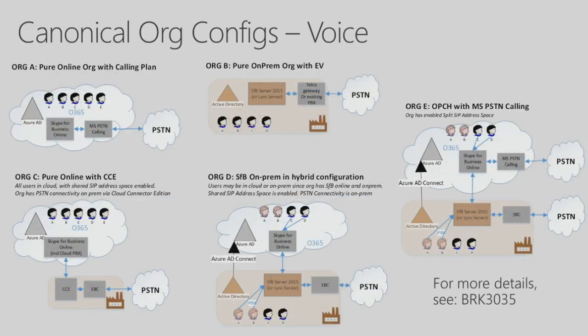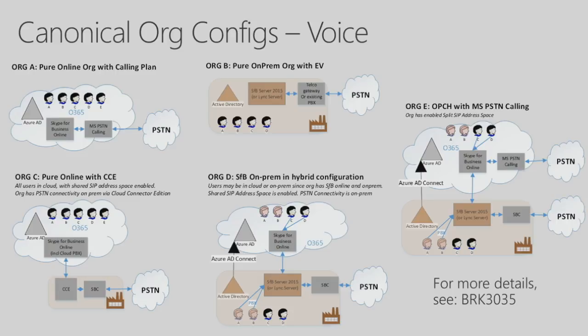So for those of you who are saying, well, what about this hybrid voice stuff? How does that work? Let's take these canonical configs and then just add in voice and talk about what it looks like. I use letters just to not confuse things. Organization A is a pure online org, and they also have calling through Microsoft. We used to call this PSTN calling. I think we now call it calling plan. But they are totally online.